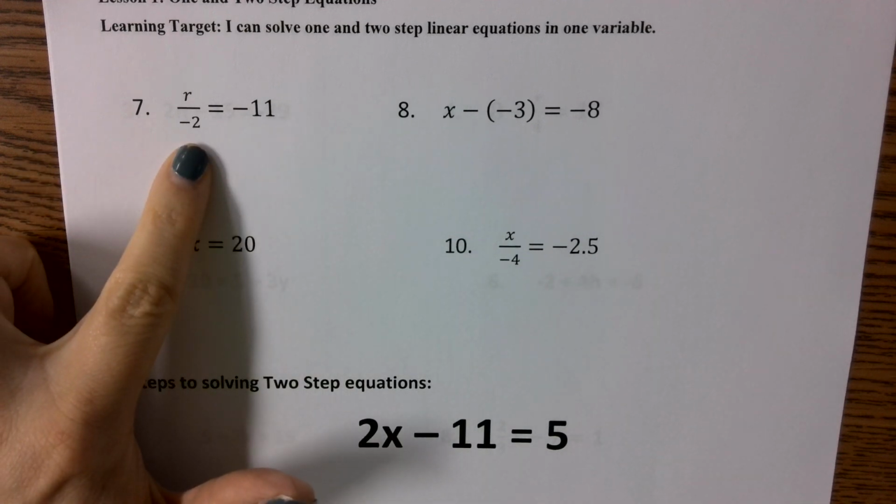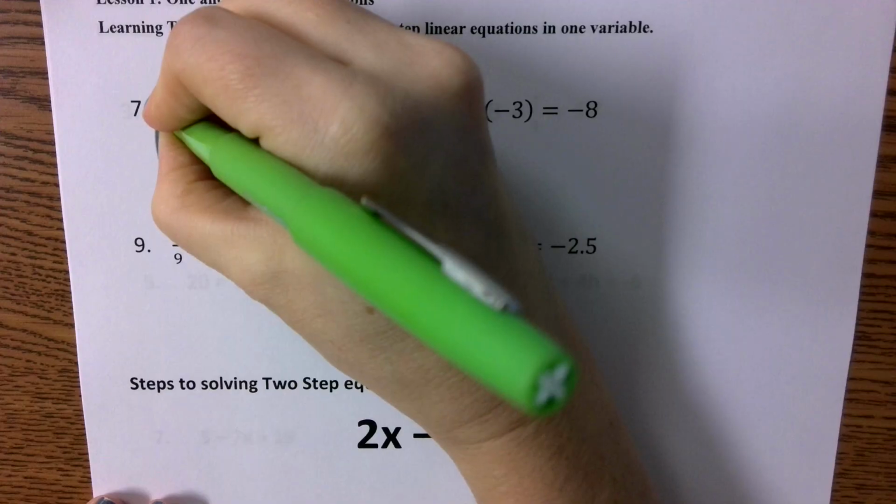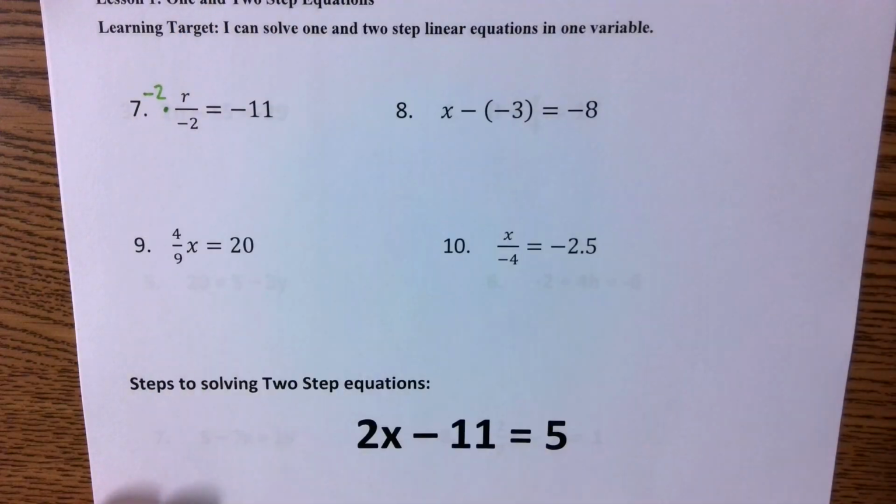So if we're taking a look at problem number 7, guys, what is the inverse operation that we need to do for solving problem 7? Multiplication. What are we multiplying by? -2. Multiplying by -2. You don't have to raise your hand, just shout it out. We're going to multiply by -2.